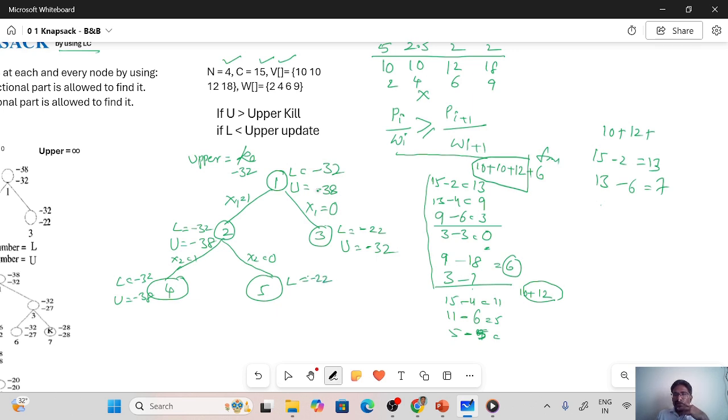What about the fractional part? So 7 by 8, free space 7. 7 into 2 is 14. 14 plus 22 is 36. Yes, upper bound is minus 36.